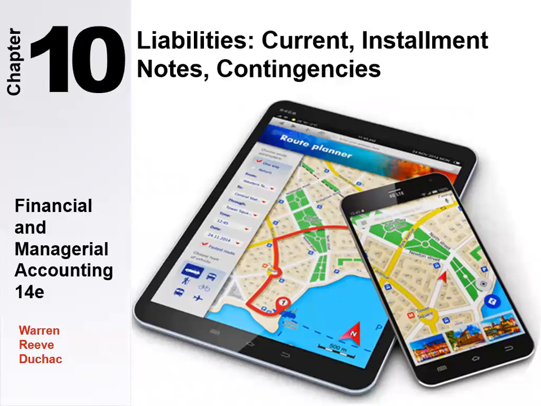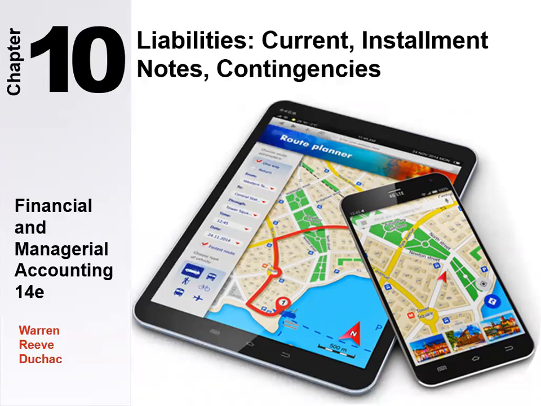Okay, so in chapters 8 and 9, we dealt with current and long-term assets. So we were dealing all with assets. So now we're going to shift gears and look at liabilities. So chapters 10 and 11 are both going to deal with liabilities.